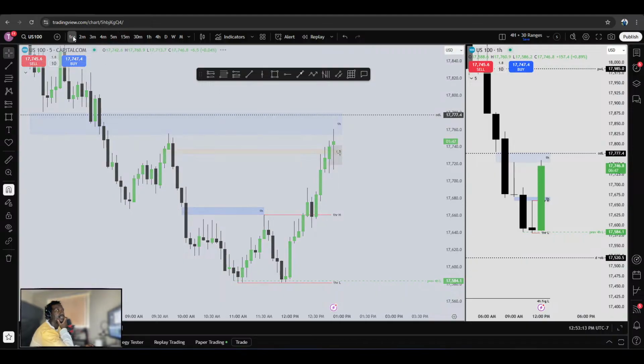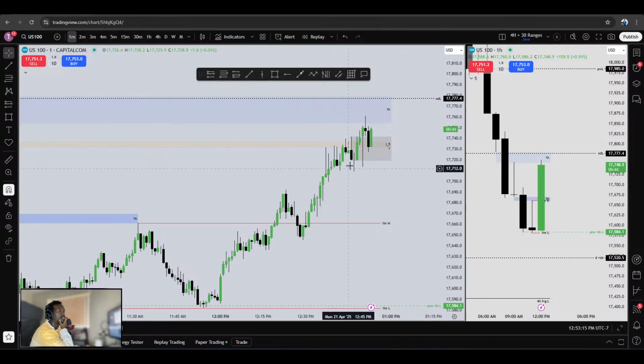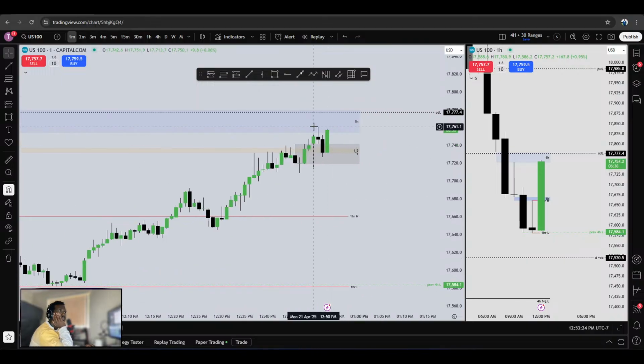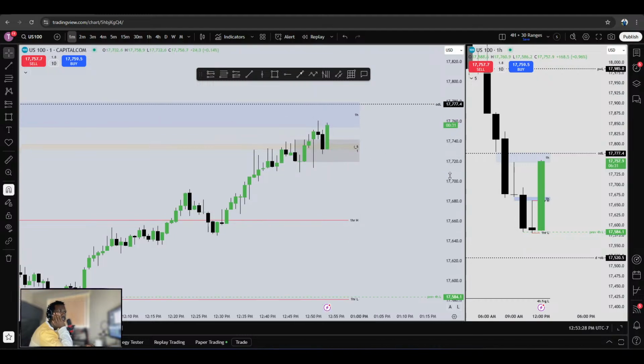But clearly nothing's happening here for us today. We're just going up. We are going up and up and up. If we take a 1 hour high, then these two series of down candles will be my bounce zone.